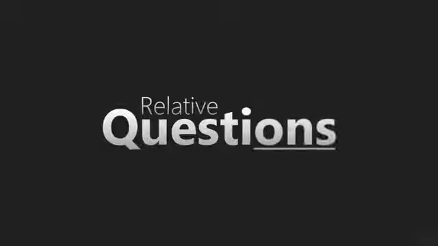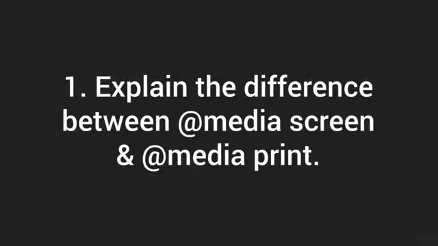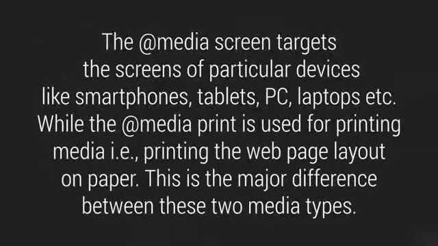Now let's talk about questions. Explain the difference between media screen and media print. Media screen targets the screens of particular devices like smartphones, tablets, PCs, laptops, or any for that matter. Whereas @media print is used for printing media, that is, printing the web page layout on paper. This is the major difference between these two media types.